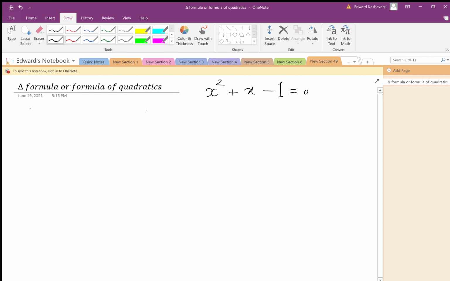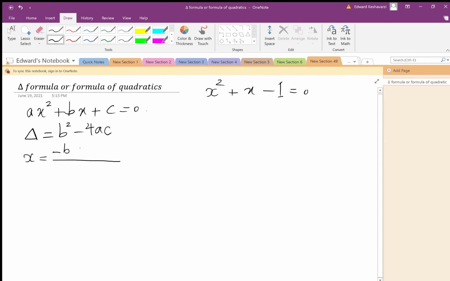First of all, the general form of quadratic equations is ax squared plus bx plus c equals 0. Delta is defined to be b squared minus 4ac. And then once you get delta, you can insert it here to get the solutions.